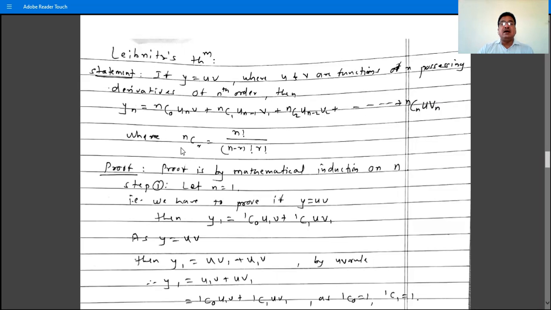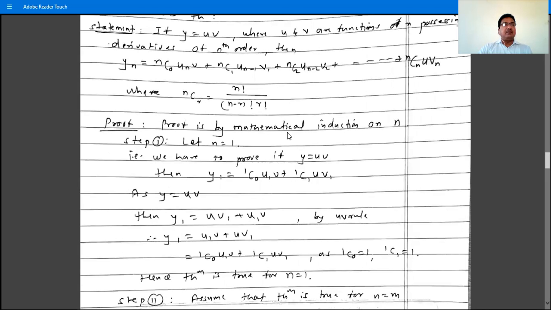And where nCr, the formula for this combination nCr, is what? n factorial divided by n minus r factorial into r factorial. So if y is u into v, then yn is this. If y is in the form of multiplication of two functions, u into v, and you have to find the nth order derivative, then use this.